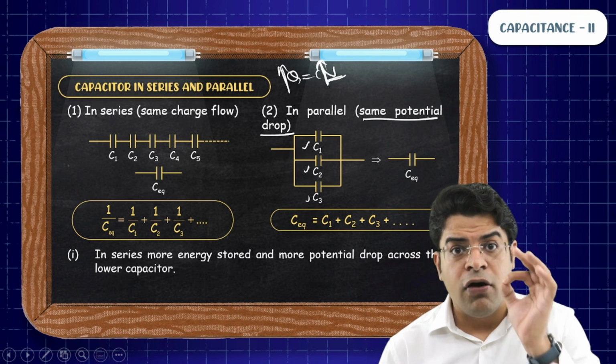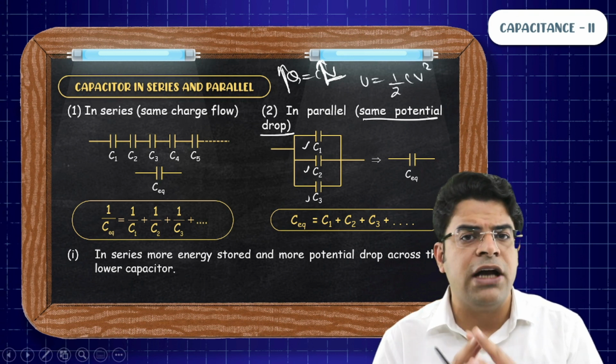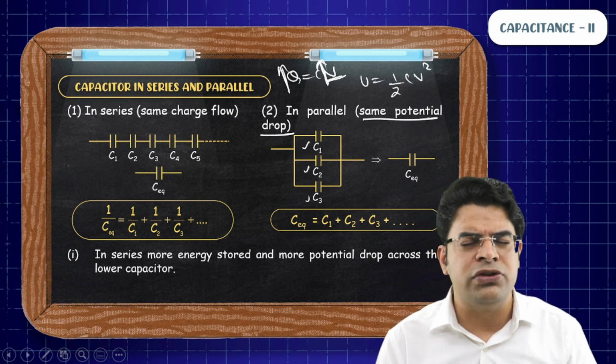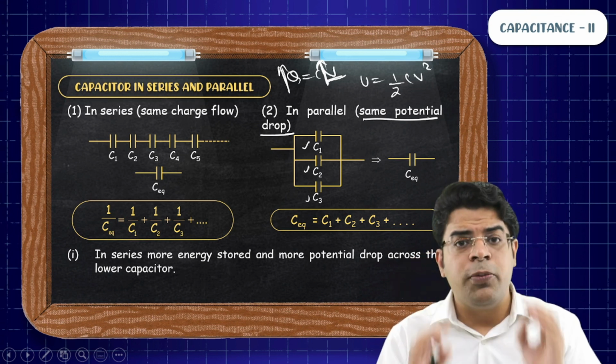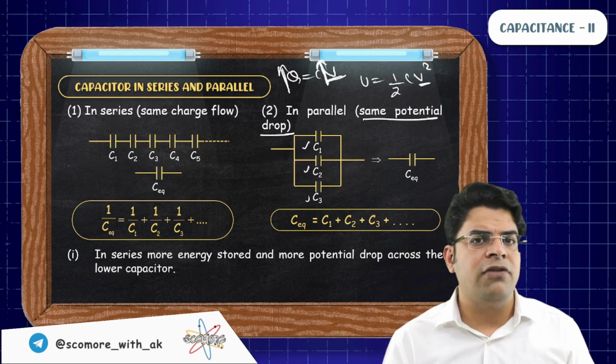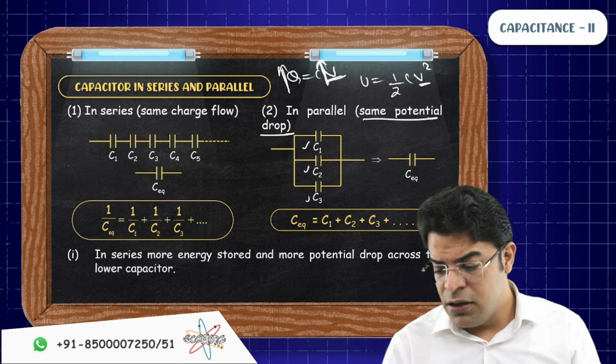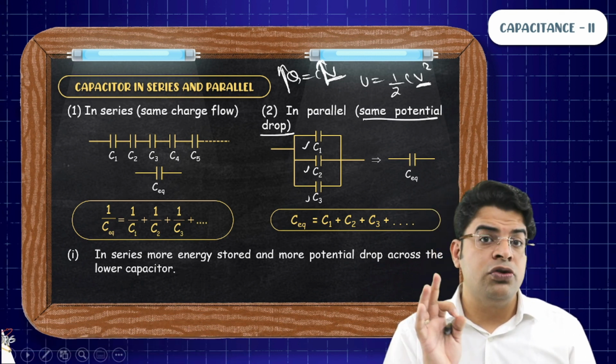And thinking of the energy equals half CV square. Sir, why are you using half CV square rather than Q square by 2C? Because they are connected in parallel, so the potential drop across them is same. That's why it's better to compare using half CV square. So when you connect multiple capacitors in parallel, across all of them, the potential drop is going to be same.